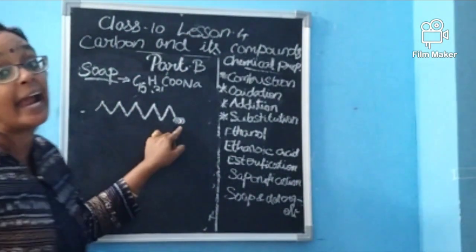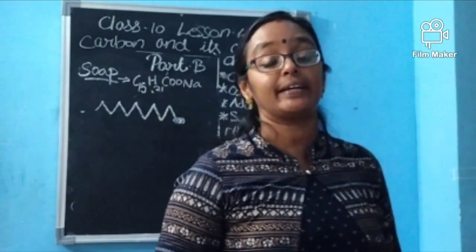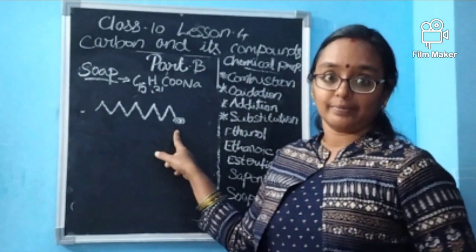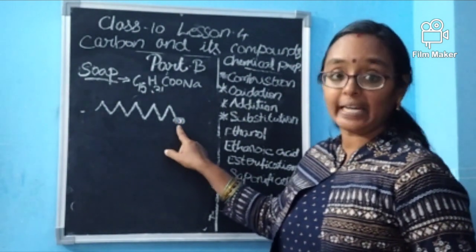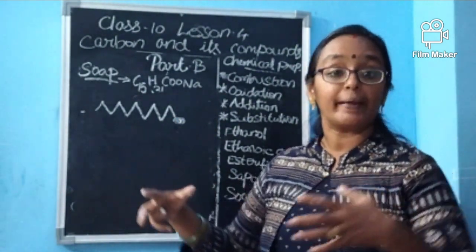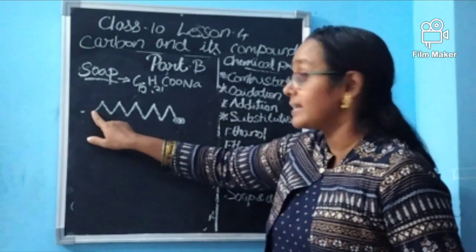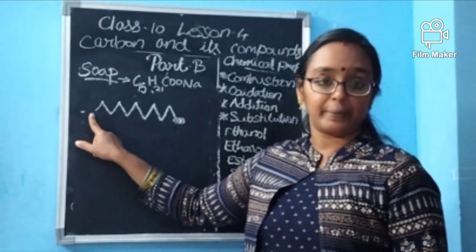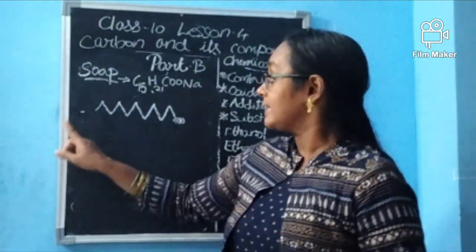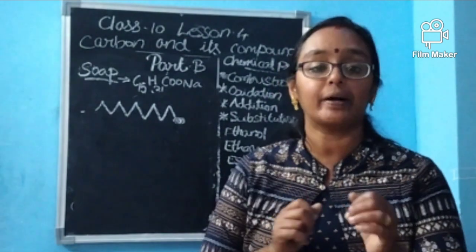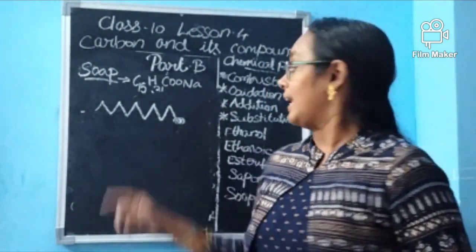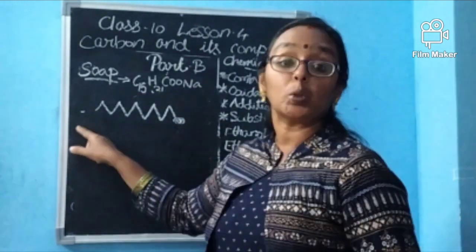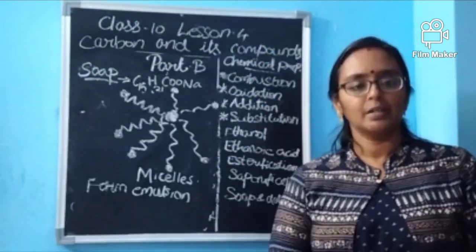This end is the hydrophilic end. What is this hydrophilic end? It means this end will attach to water. That is O minus Na plus. This Na plus will be removed and it will be attached to the water part. But the opposite end is the hydrophobic end. That means it is not attached to water. This is the end which will be attached to the dirt particles or the oil. And this end will be attaching directly to water. So these are the two ends present in the soap.